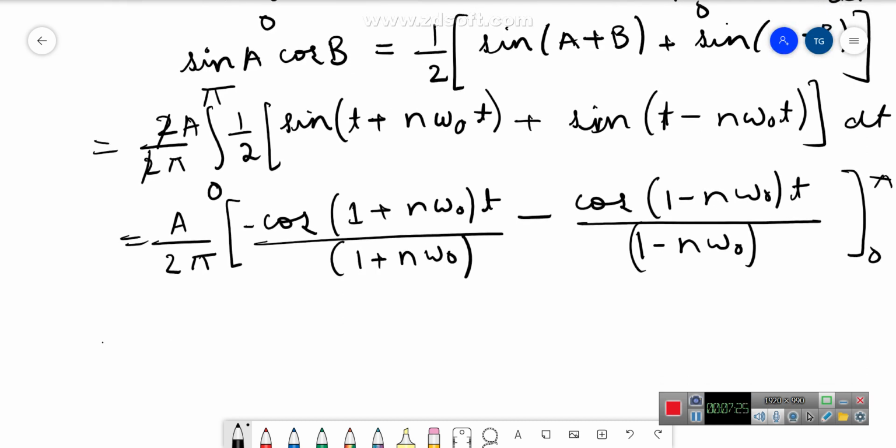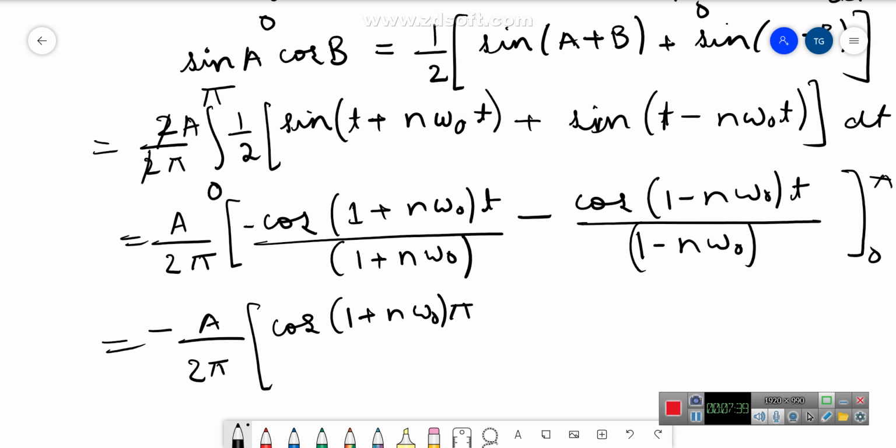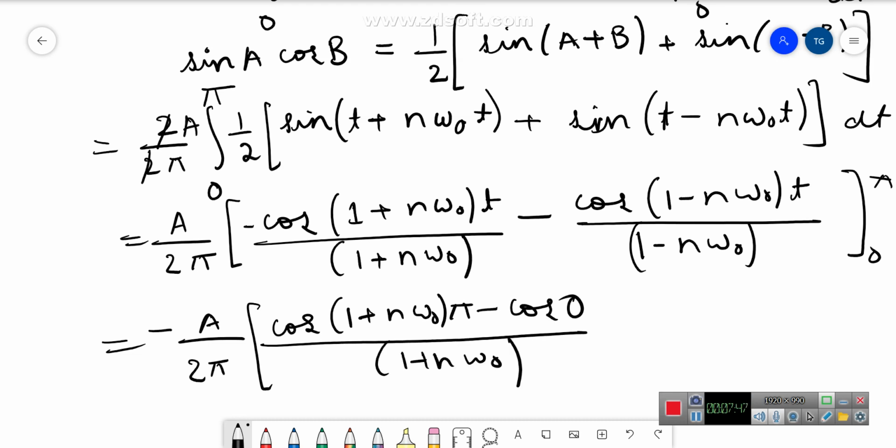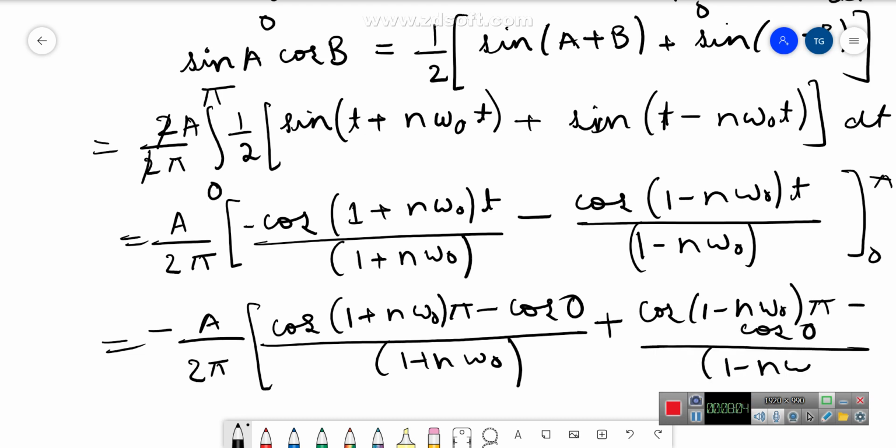So how will it look? The minus can be brought common here, so minus A by 2 pi. We have here cos of 1 plus n omega naught pi minus cos 0 upon 1 plus n omega naught, plus, because this minus went out, cos of 1 minus n omega naught pi minus cos 0 upon 1 minus n omega naught.